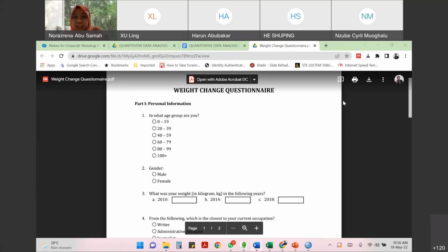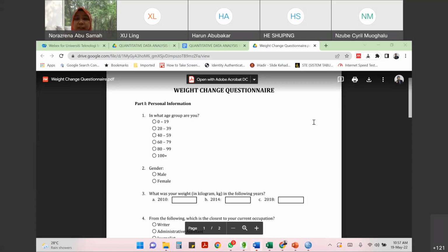Supposedly age is ratio. Okay, ratio scale. So when it is a ratio scale, you can have mean, mode, median, standard deviation, and so on. However, if you make the data like this, it becomes ordinal. So be careful with your data. Basically age is a ratio, but if you make it ordered like this, it becomes ordinal. So please be careful when analyzing your data.